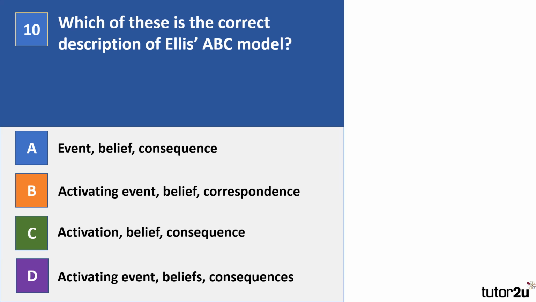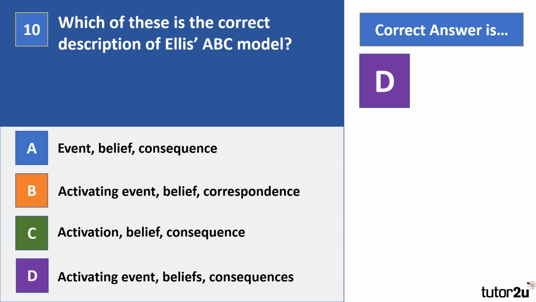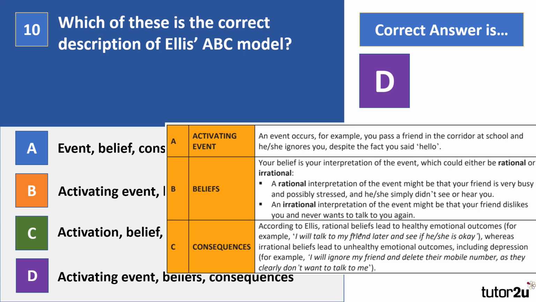Question 10. Which of these is the correct description of Ellis's ABC model? So read through each of them and pause the video. Okay, correct answer here is D.